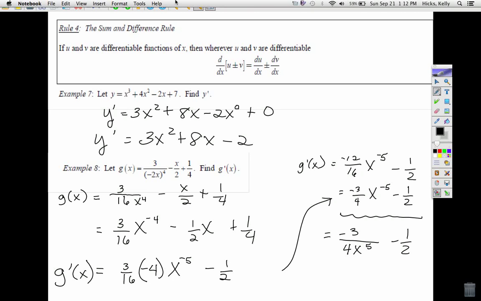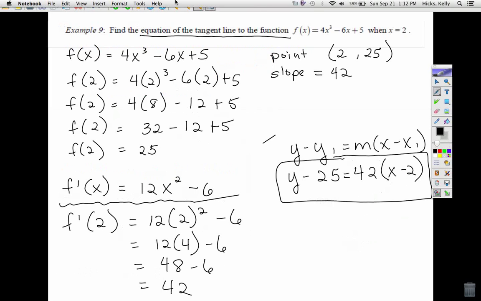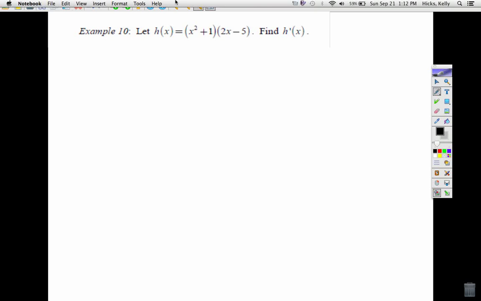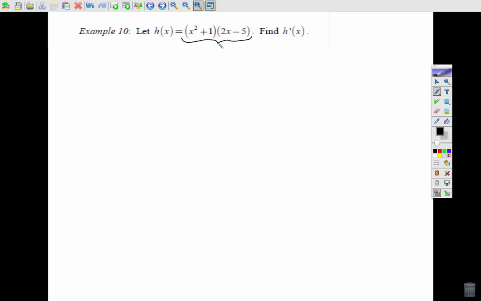Well, we mentioned that we were only learning how to do sums and differences, functions that have sums and differences, not functions that are multiplied, not products and quotients yet. We'll get to that next time. But for now, we need to change this away from being a product. Right now it says x squared plus 1 times 2x minus 5. We don't know how to deal with that yet. It gets a little messy and we don't have a rule for that quite yet.